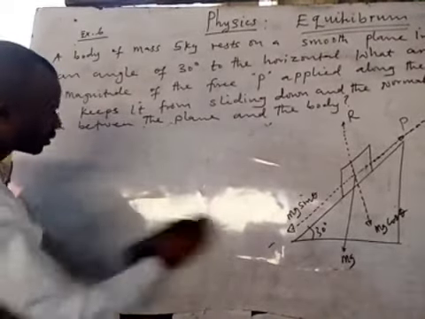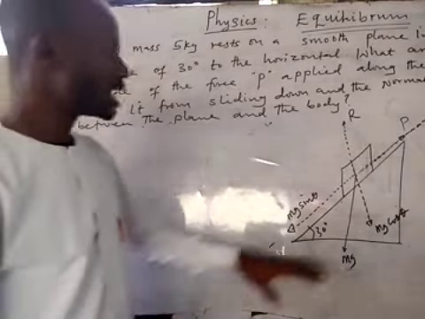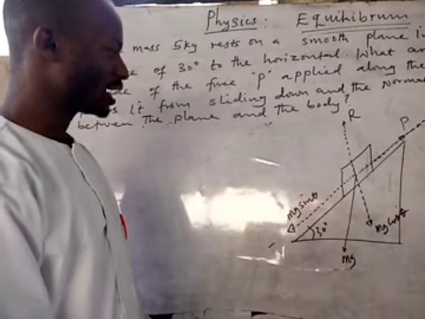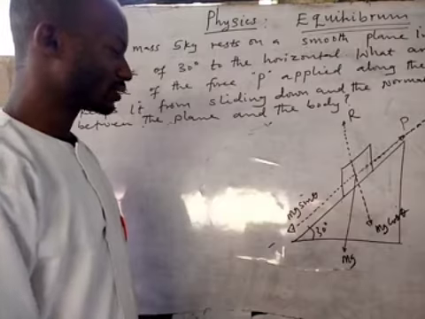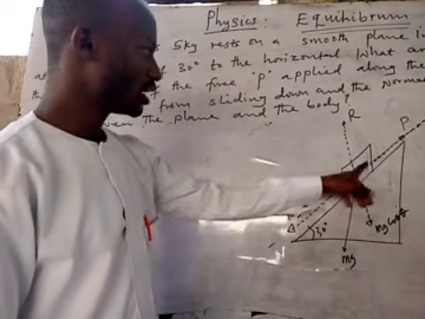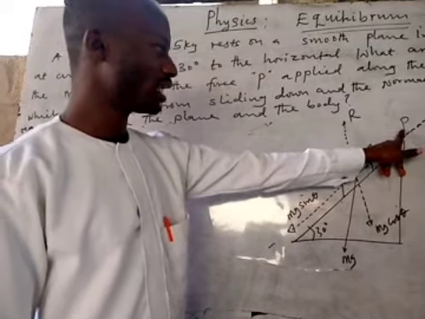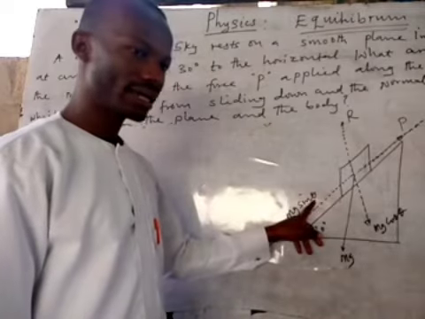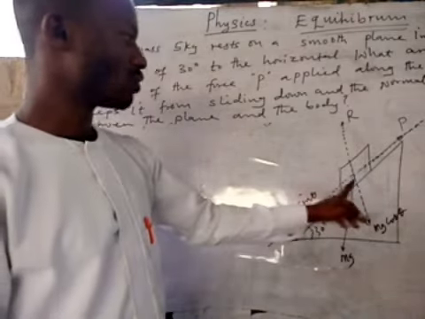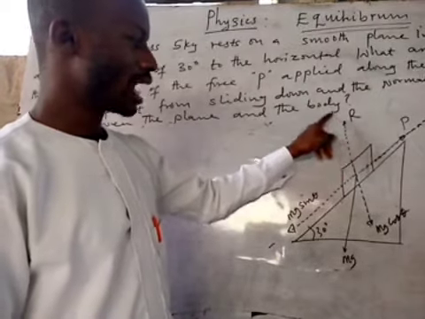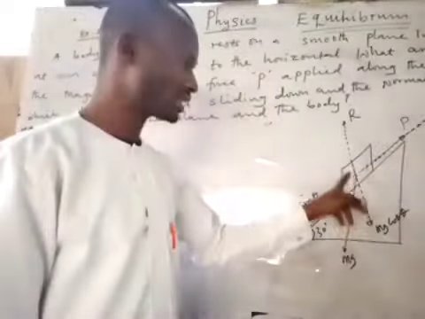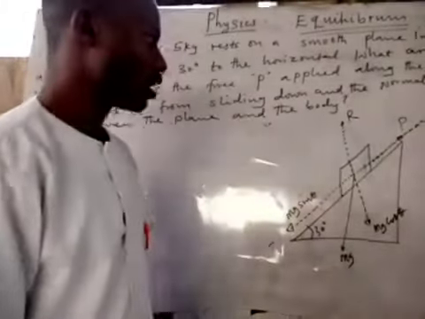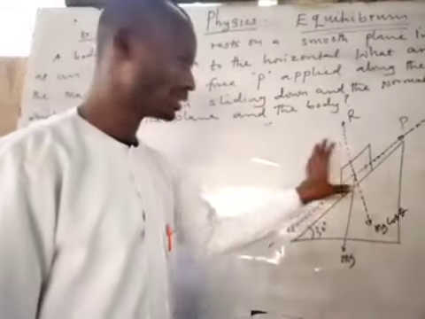Now, we already know that from this diagram there are about four forces acting on this mass. What are the forces? One, we have the force P acting horizontally. We have the horizontal component of gravity, given as mg sine theta. We have the normal reaction acting vertically. And we have the vertical component of gravity, or the vertical component of the weight, acting vertically downwards. So all these forces act on this body.